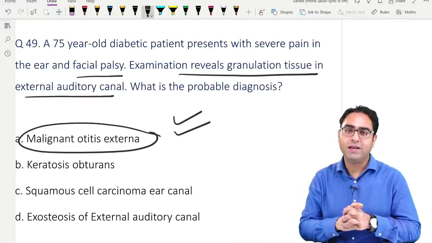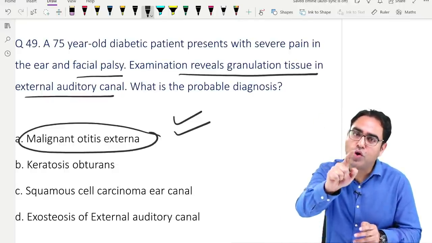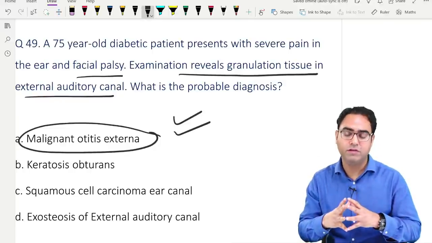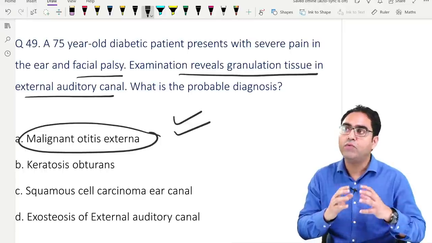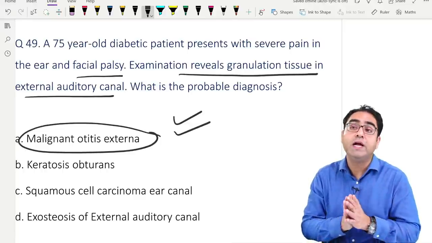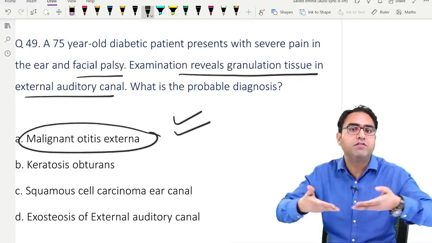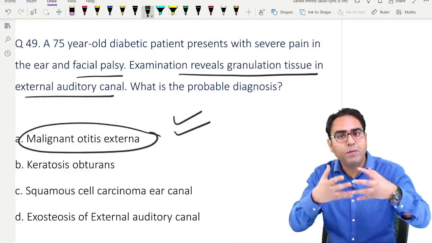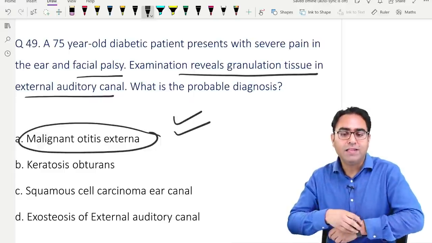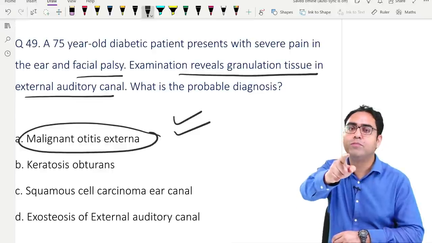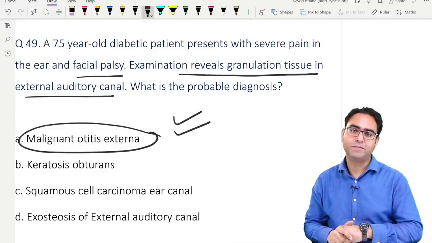And you know the causative organism is Pseudomonas. The facial nerve is very commonly involved in this disease, that's why facial palsy is there. The first test you do in this patient is a technetium bone scan, as it is a skull base osteomyelitis. The follow-up scan is the gallium bone scan. The drug of choice is a third generation cephalosporin, because Pseudomonas is the culprit.